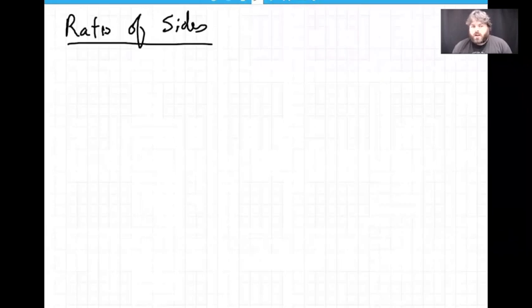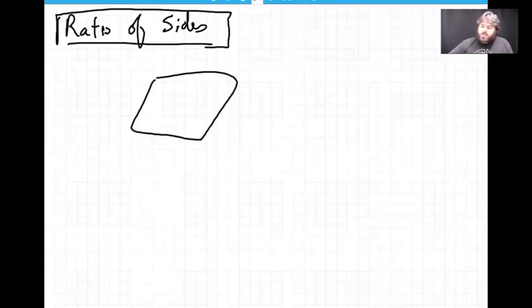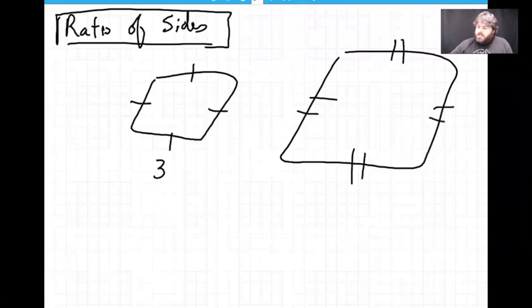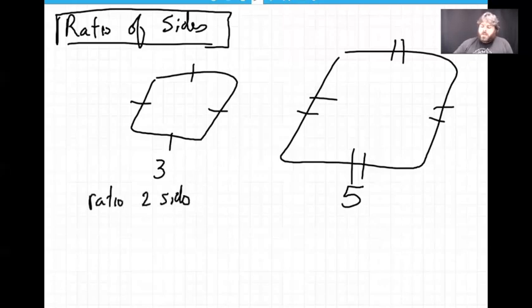So ratio of sides. This is a similarity idea, but it's kind of a weird interpretation of it. But it's something I've seen on a lot of practice sets, so I want to make sure you go over it. So the ratio of side lengths. Let's say we've got two similar figures, maybe this rhombus here and this bigger rhombus here. Let's say this is 3 to 5. So you would say the ratio of the two sides would be 3 to 5, right?